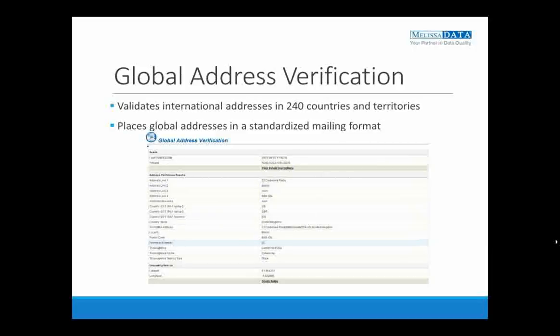So what if you already have international addresses stored within Salesforce? Listware brings global address verification. With this, Listware can validate international addresses in 240 countries and territories and check if the address does in fact exist by comparing your address to a database of known valid global addresses. We can take those global addresses and then place them in a standardized mailing address format. So with this, you can update and standardize improperly formatted addresses in your contact data.